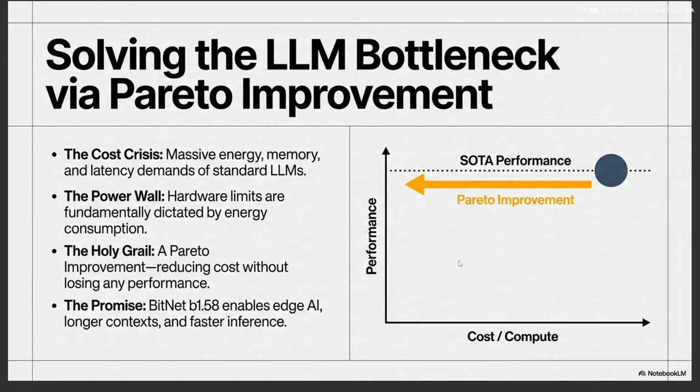The goal here is called Pareto improvement. That means reducing the cost but not reducing the model's performance. On the graph, we can see that the target is to move toward lower cost while keeping state-of-the-art performance. BitNet b1.58 is proposed as a solution to this cost and performance trade-off.